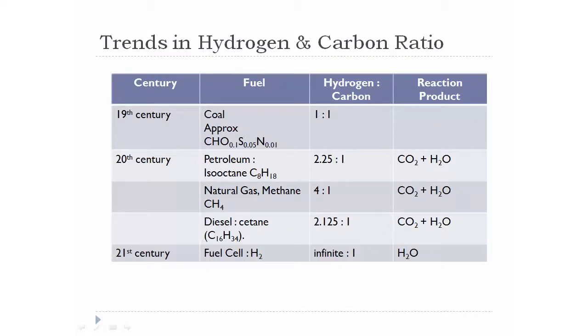Next I will teach you about the trends in hydrogen and carbon ratio. At first, in the 19th century, we knew about coal, and the hydrogen to carbon ratio is 1 to 1. After that, in the 20th century, we have diesel, petroleum, and natural gas. Petroleum is 2.25 to 1, diesel is 2.125 to 1, and the highest here is natural gas, 4 to 1.